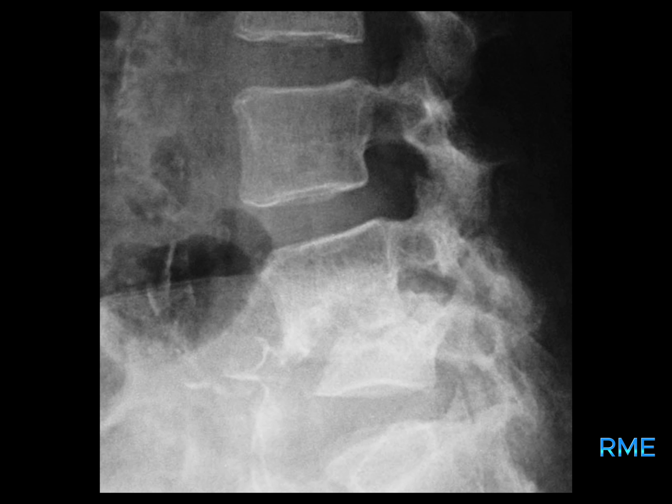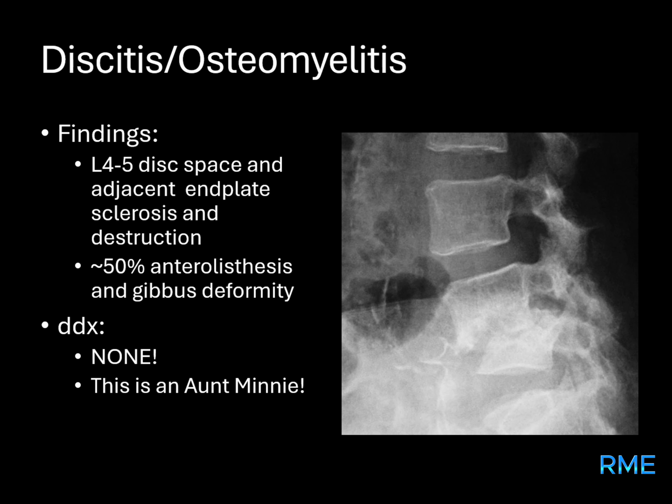What do you notice in this image? This image shows L5 disc space and adjacent end plate sclerosis and destruction with about 50% anterolisthesis and gibbous deformity. These findings are characteristic of discitis osteomyelitis, with the narrowing of the disc space and irregularity of the end plates. There are no differential diagnoses here.